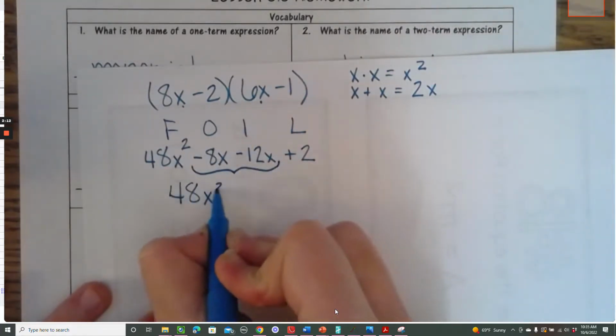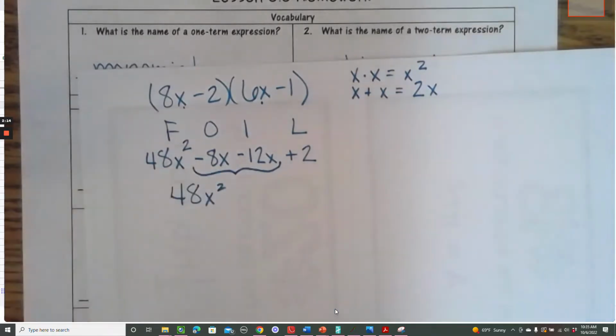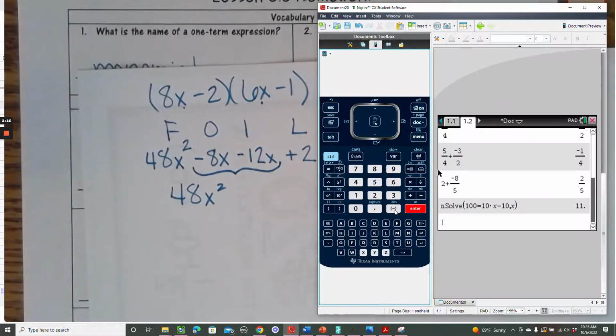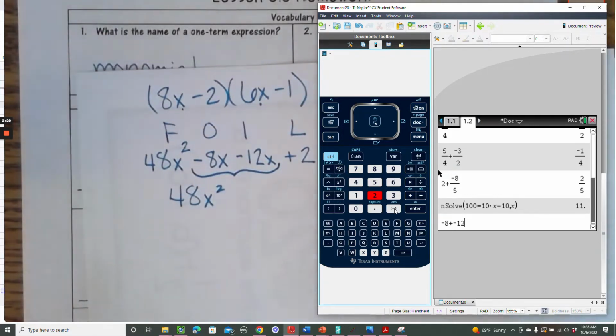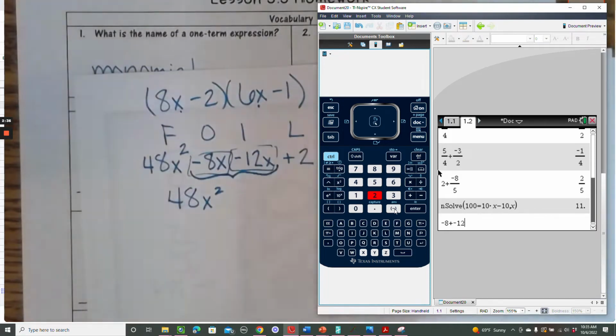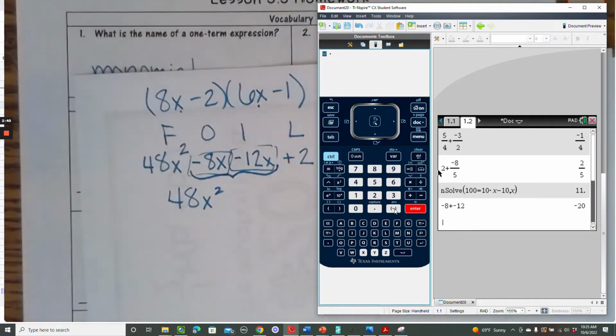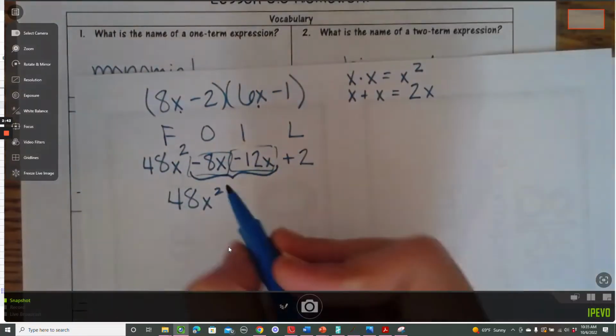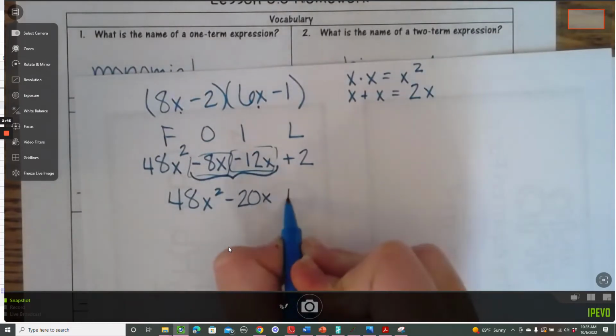Last. All right, so here, -8 plus a -12. The reason I say plus a negative is that for my algebra kids, if I say -8 minus 12, it confuses them and they start dropping signs. So I focus on keeping the whole sign together, and when we combine, that means add. So that would be -20x plus 2.